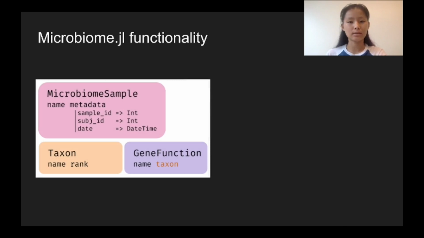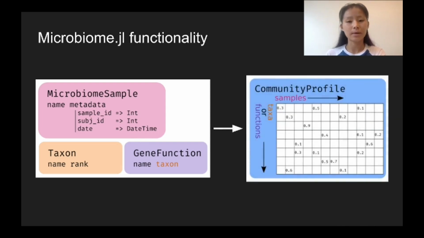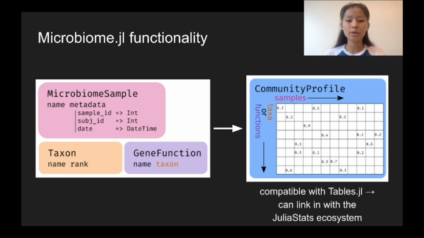As you are going to see in the tutorials, the microbiome sample, taxon, and gene function types describe the metadata, taxonomic data, and functional data of individual samples and microbes. These three different types can then be combined into a larger community profile. Of note, the community profile data structure is compatible with Tables.jl, allowing Microbiome.jl to link in with the JuliaStats ecosystem. We've also recently added a new metabolome type, and you can add your own additional features as well.